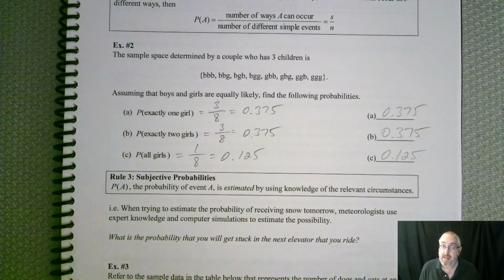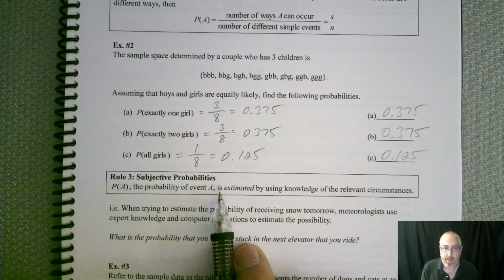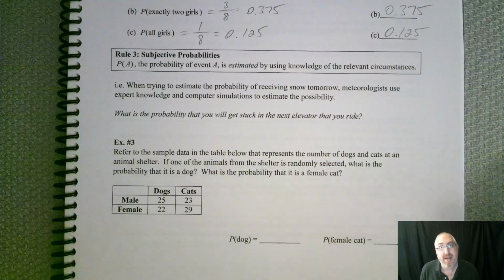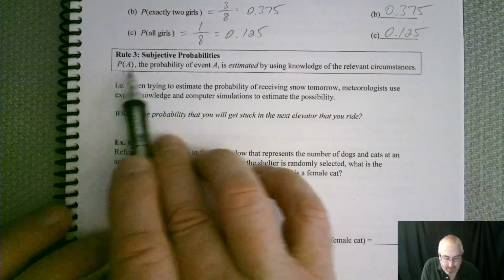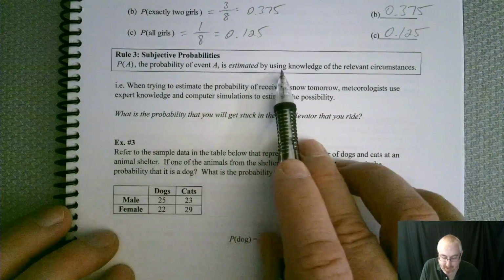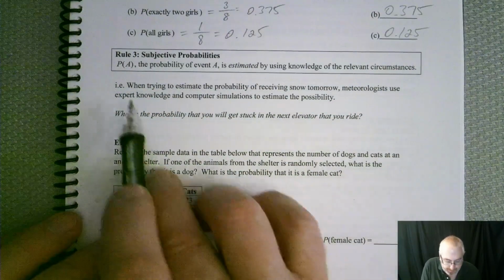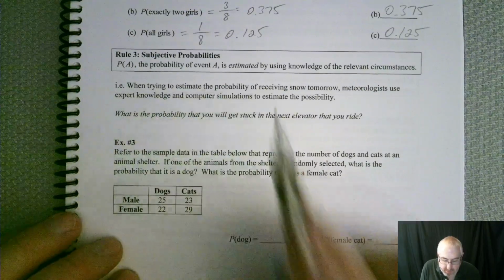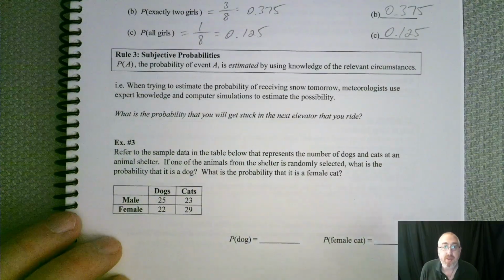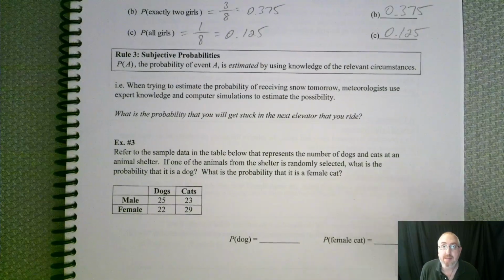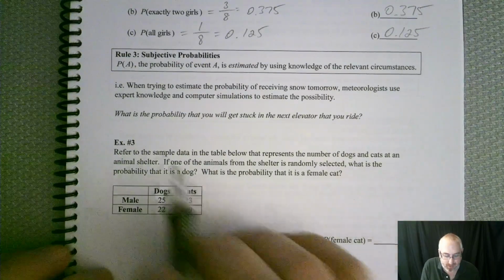All right, so that's 2. The third one is the subjective probabilities. And if you know what the definition of subjective means, it means you're guessing. So the probability of A is estimated by using knowledge of the relevant circumstances. So when trying to estimate the probability of receiving snow tomorrow, meteorologists use expert knowledge and computer simulations to estimate the probability. They guess. So here's one for you.